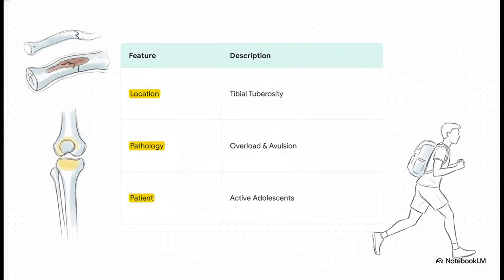Okay, moving up to the knee, we have one you've probably all heard of, Morbus Osgood-Schlatter. This one is super common. You'll see it in active adolescents, especially when they're hitting a growth spurt, and they'll point right to that bump on their shin, the tibial tuberosity, and say it hurts right here.